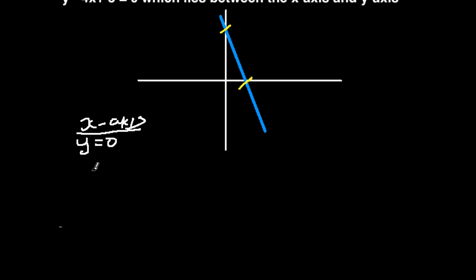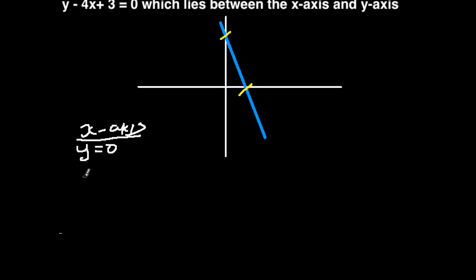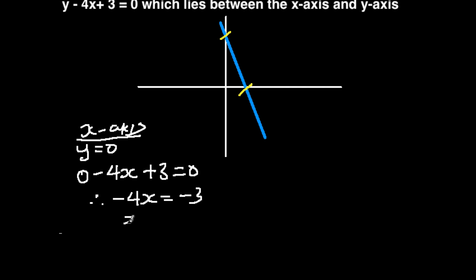So based on that, if we plug in 0 wherever we had y for the equation, then we will be able to figure out what x is. So 0 minus 4x plus 3 is equal to 0. Therefore, minus 4x is equal to minus 3, and x is equal to 3 over 4.